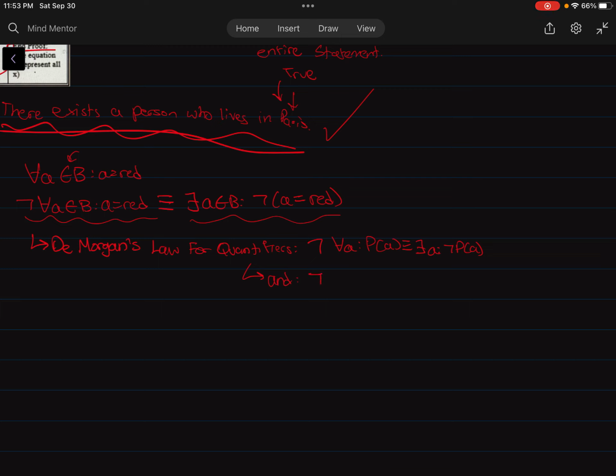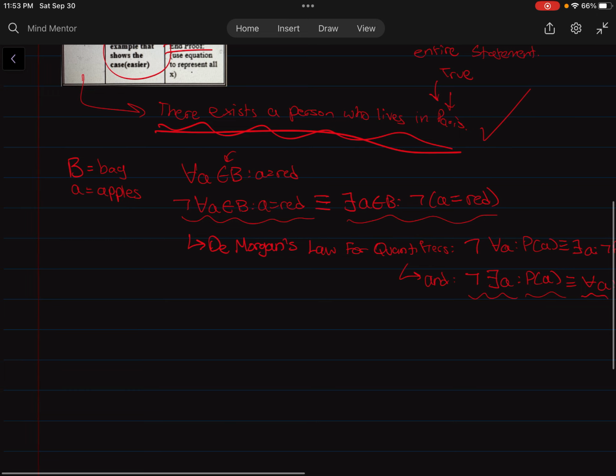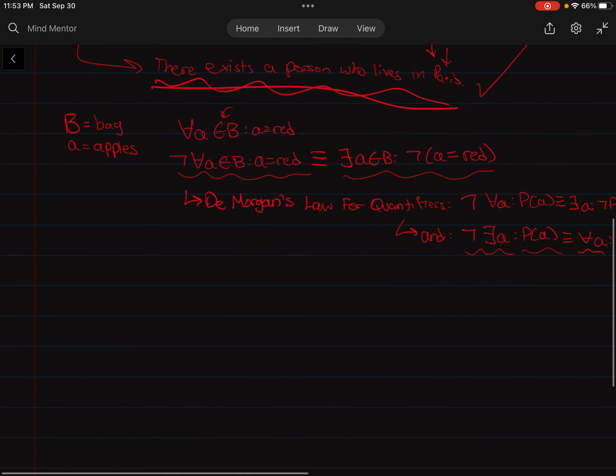The other De Morgan's law for quantifiers is: there does not exist an A such that P of A is true is the exact same as saying that for all A, P of A is false. Right? So if there doesn't exist a single A that proves P of A, that means that for every A, P of A is false. Again, pretty self-explanatory. But yeah, I guess now we can move on to nested quantifiers.